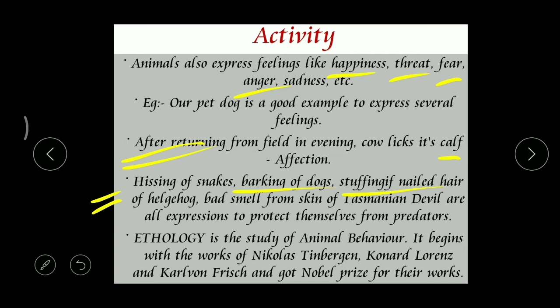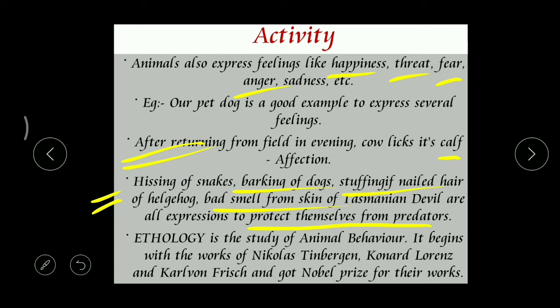So here the hair is very soft in the beginning, but whenever this animal has any threat, then what happens? Immediately the hair becomes very, very stiff, just like thorns, just like very sharp weapons, right? And even a bad smell from a Tasmanian devil. So all these things are certainly the expressions shown by different types of animals. Why? To protect themselves from predators.